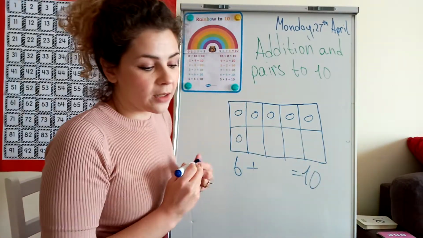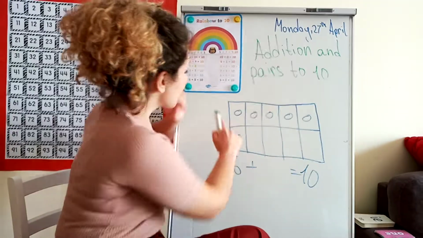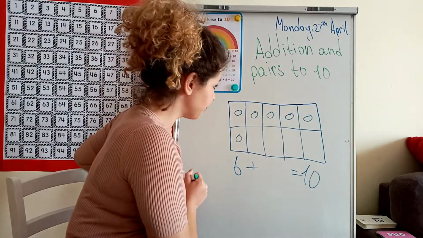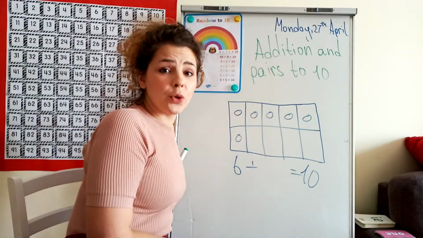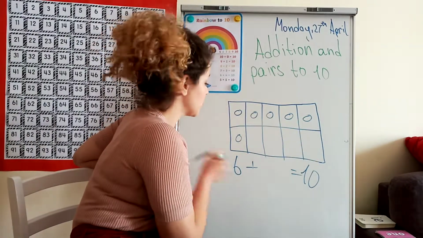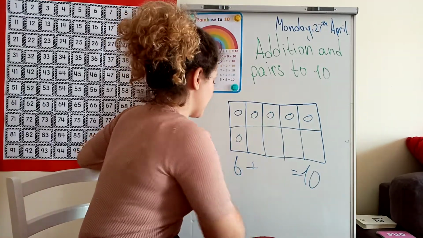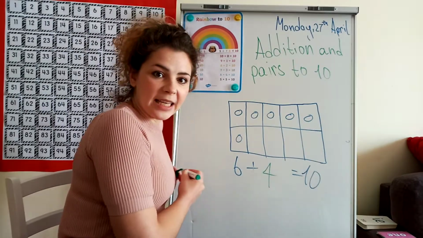Okay, so let's see. How are we going to solve this? Well, look here, you have 6, and altogether you have 10. So I think you already know what you need to do here is to count the empty squares. So let's see, 1, 2, 3, 4. So 6 plus 4 equals 10.